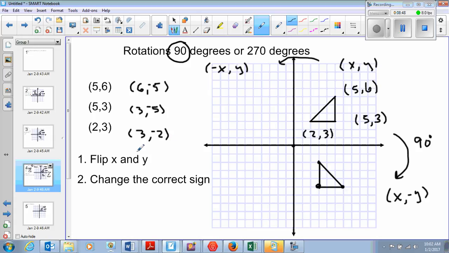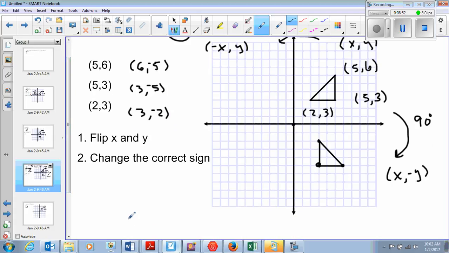We want to flip x and y, which we have done. I'm going to scroll down here a little bit. So we had (5, 6), (5, 3), (2, 3). We turn that into (6, 5), (3, 5), and (3, 2). But this time, think about it. It's going to be in this quadrant, which means we're going to have negative x values and positive y values. So let's see where these end up.